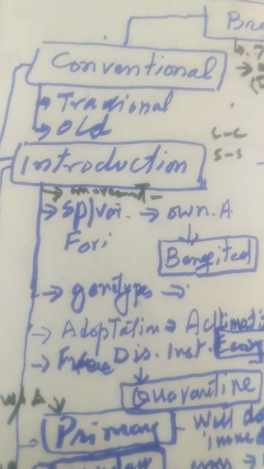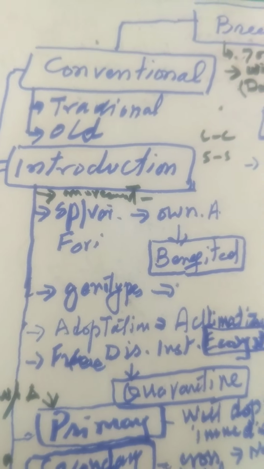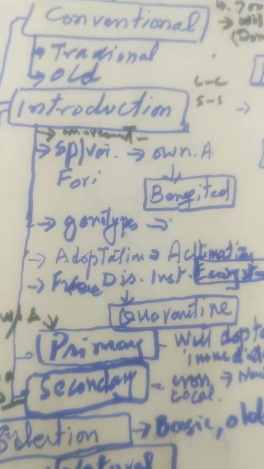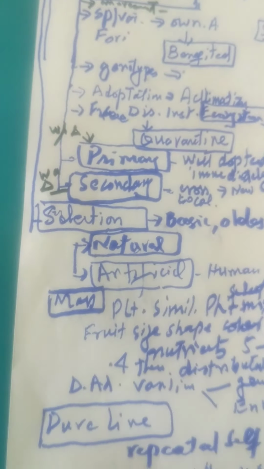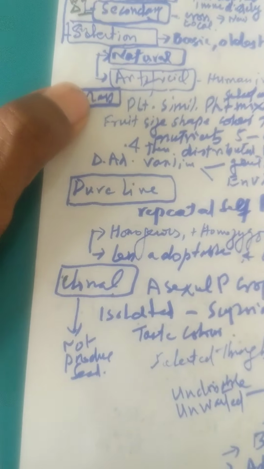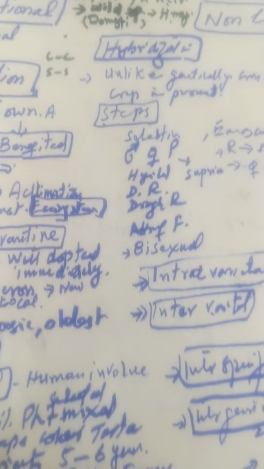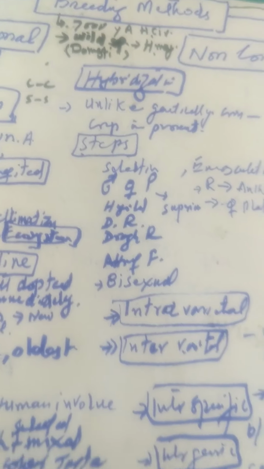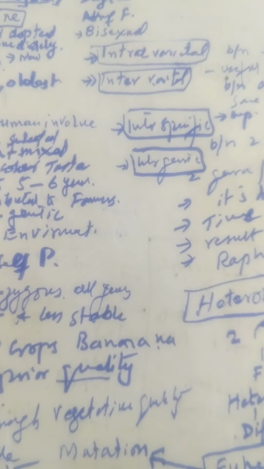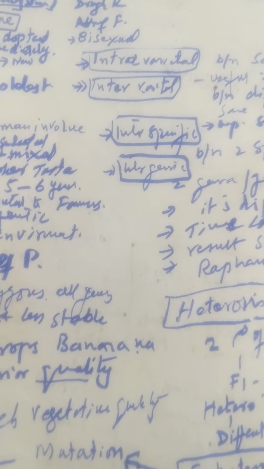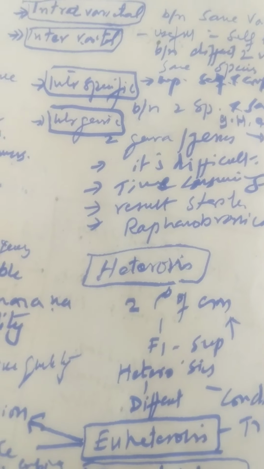Conventional means the traditional breeding methods, which are old. In this we will discuss introduction, selection, then hybridization, and next is heterosis, and then the last one, polyploidy.